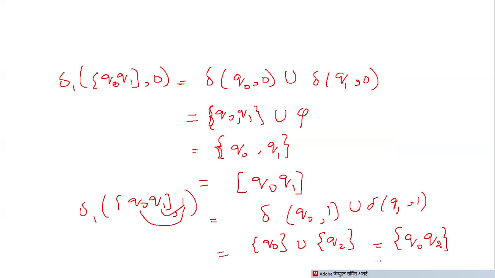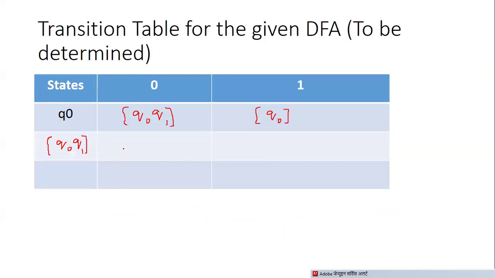Since this is a DFA, it should be represented within a square bracket. Both are not different; it is a single state, so q naught q2. Now, let us fill the table. Del 1 of q naught q1: for the state q naught q1, if I give input 0, it retains in the same state q naught q1. If I give 1 as input to the state q naught q1, it will go to a new state q naught q2. Let us fill this: here q naught q1, and for this entry you should write q naught q2.